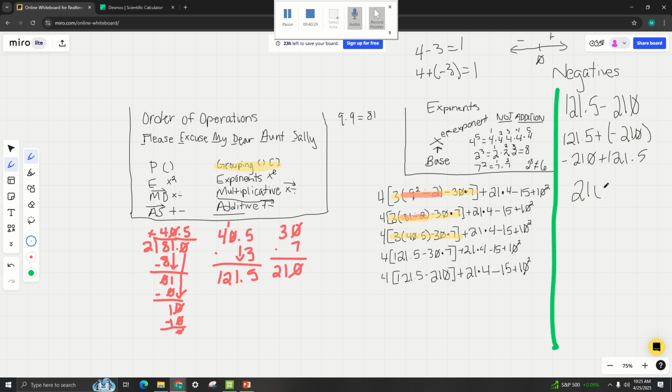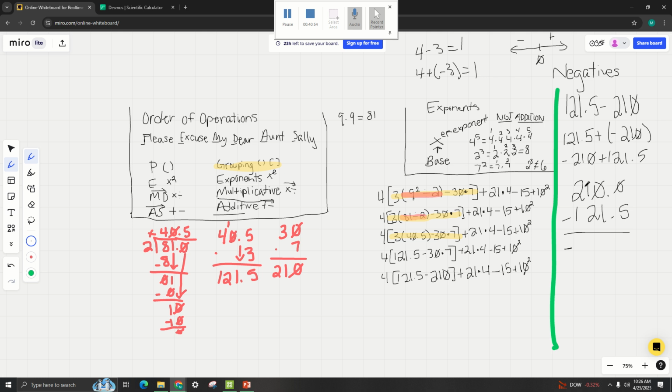I'm going to do 210 minus 121.5. I have to create my decimal point up here for the 210. And I know my answer is going to stay negative because 210 has a larger value than 121.5. So because this has a larger value, I'm going to keep the negative sign on my answer. So now let's take a look at it. I have 0 minus 5. I'm going to have to borrow.